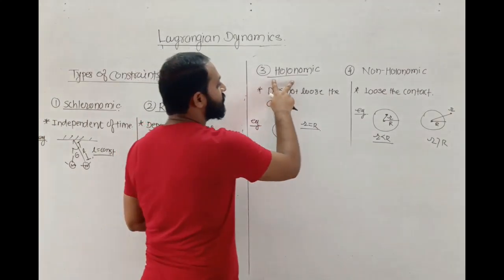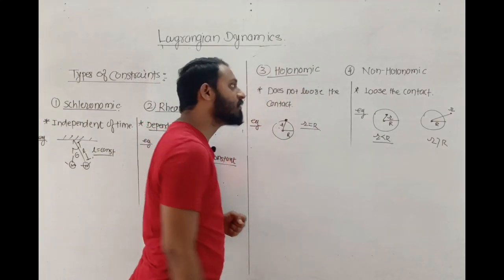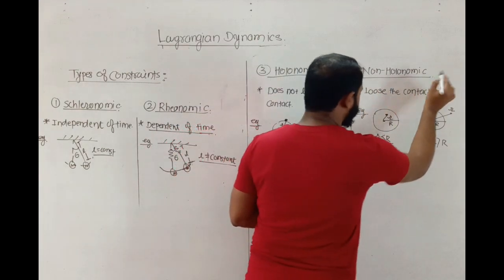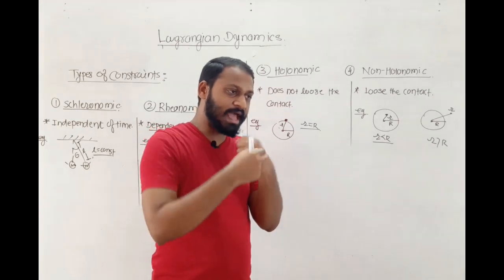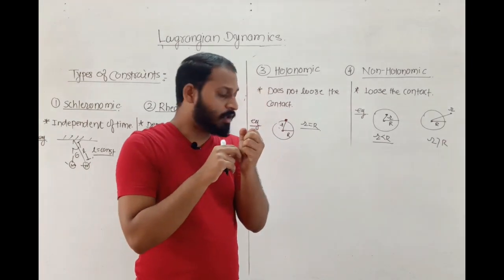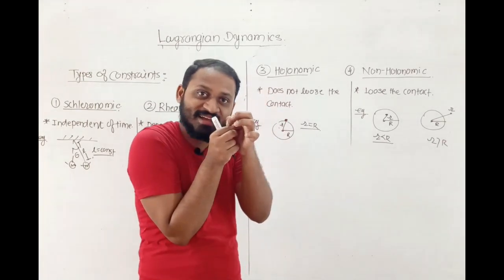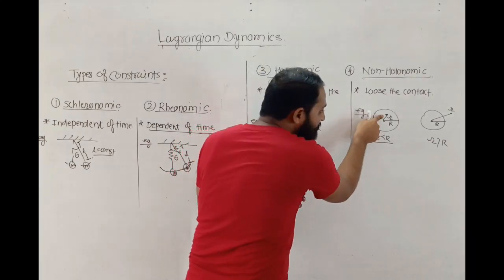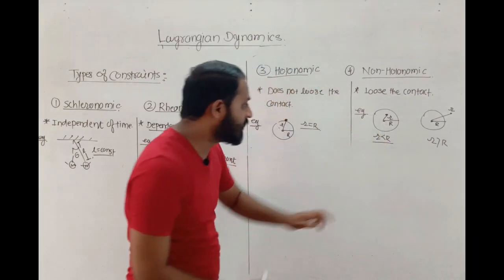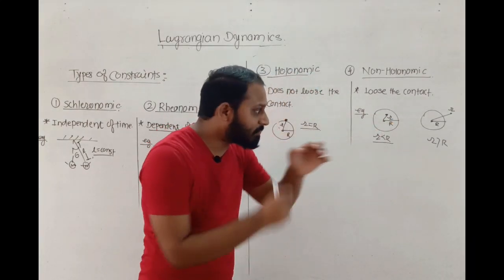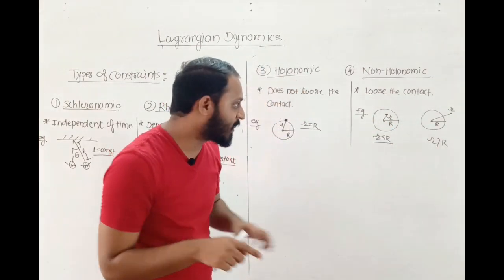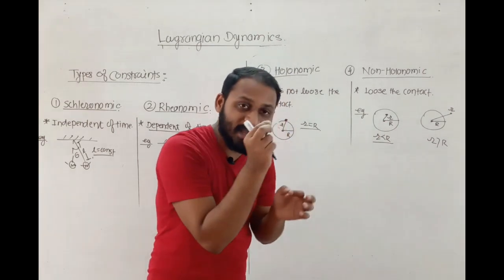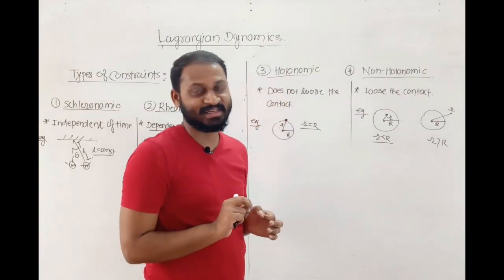This type of constraint is called holonomic. Now see how the non-holonomic works. Again I consider the sphere, but I consider a particle which is inside that sphere. Now see, the position of that particle is less than the radius of that sphere. That means that particle loses the contact.